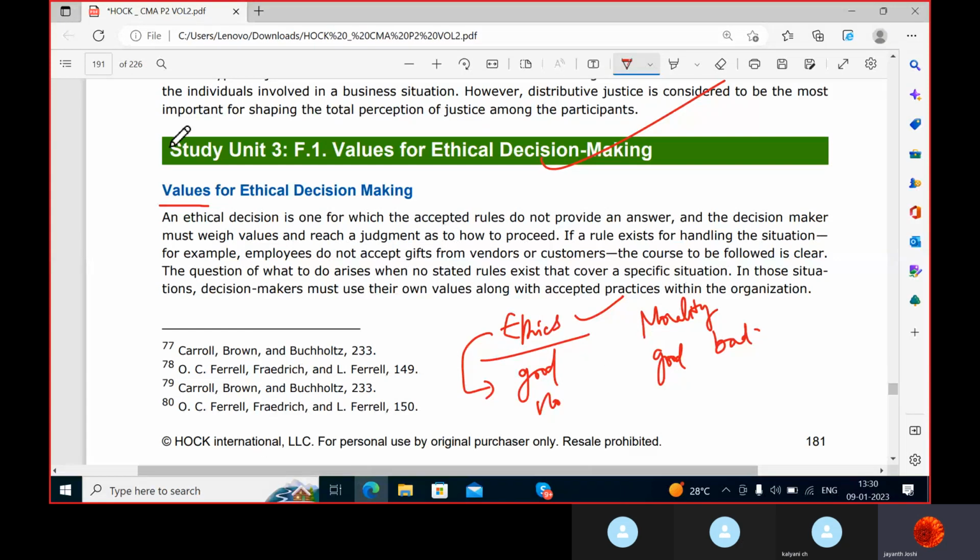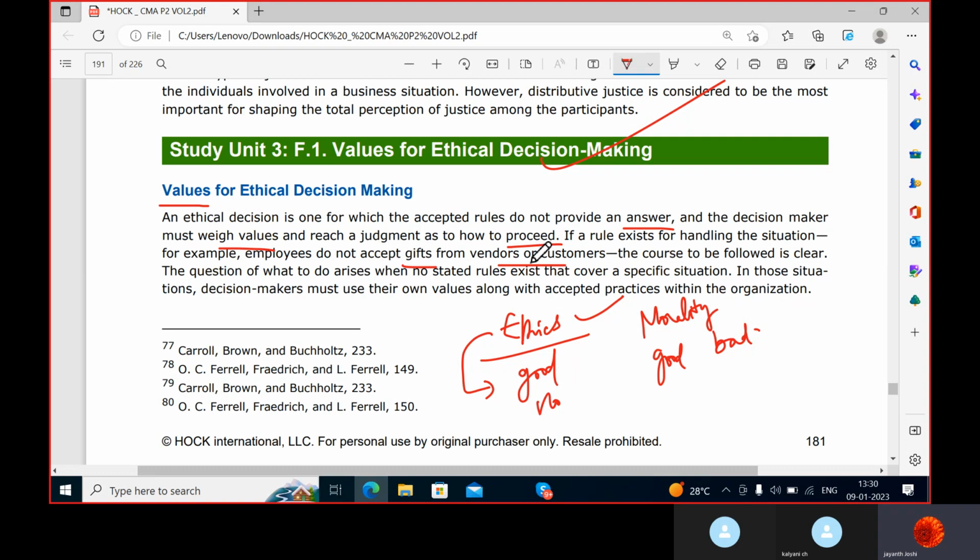An ethical decision is one for which the accepted rules do not provide an answer, and the decision maker must weigh values and reach a judgment as to how to proceed. If a rule exists for handling the situation, for example, employees do not accept gifts from vendors or customers, the course to be followed is clear. Yes, employees should not accept gifts from vendors and customers. That is a good rule.